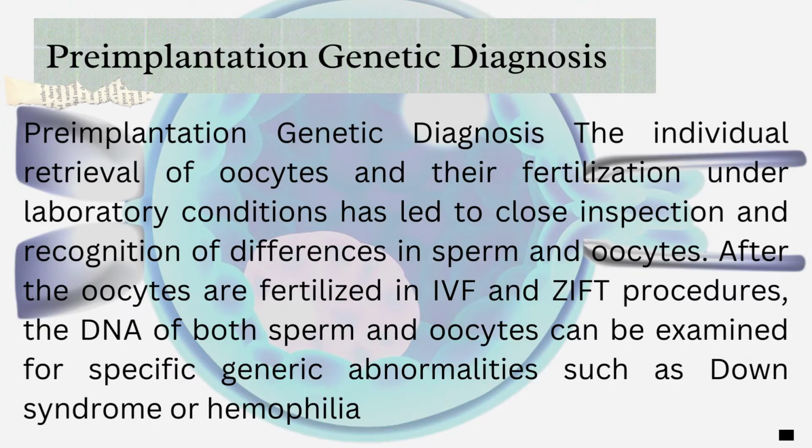Implantation genetic diagnosis. The individual retrieval of oocytes and their fertilization under laboratory conditions has led to close inspection and recognition of differences in sperm and oocytes. After the oocytes are fertilized in IVF and ZIFT procedures, the DNA of both sperm and oocytes can be examined for specific genetic abnormalities such as Down syndrome or hemophilia.